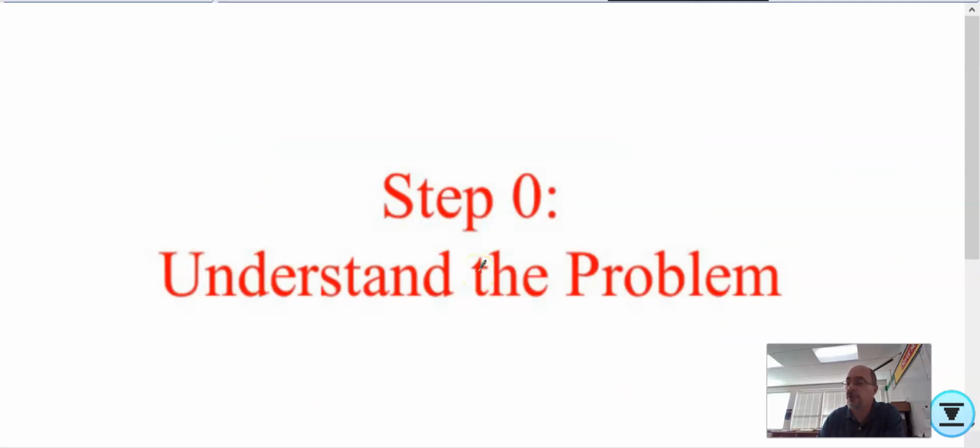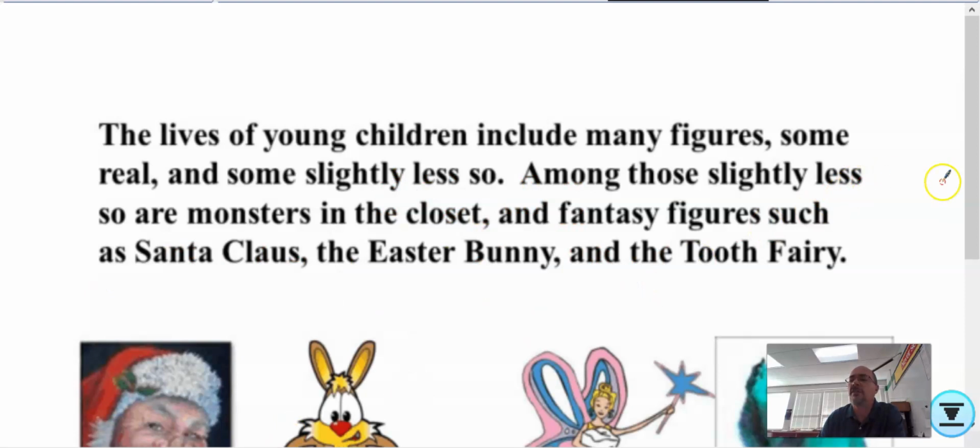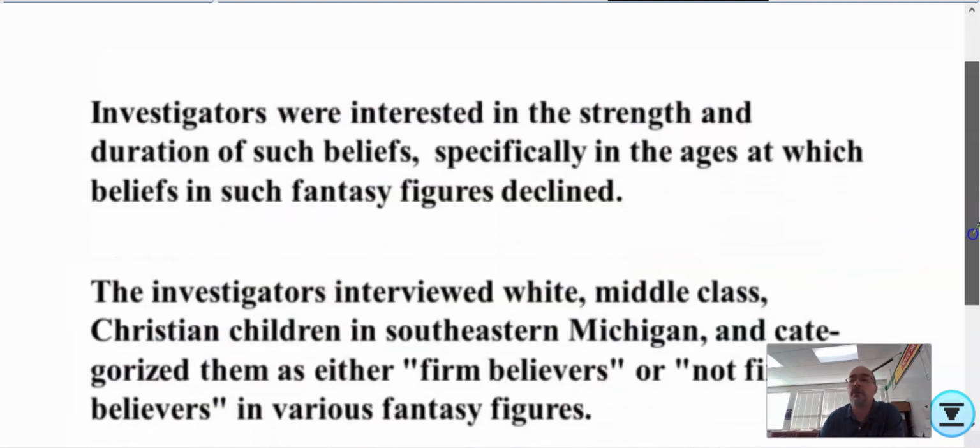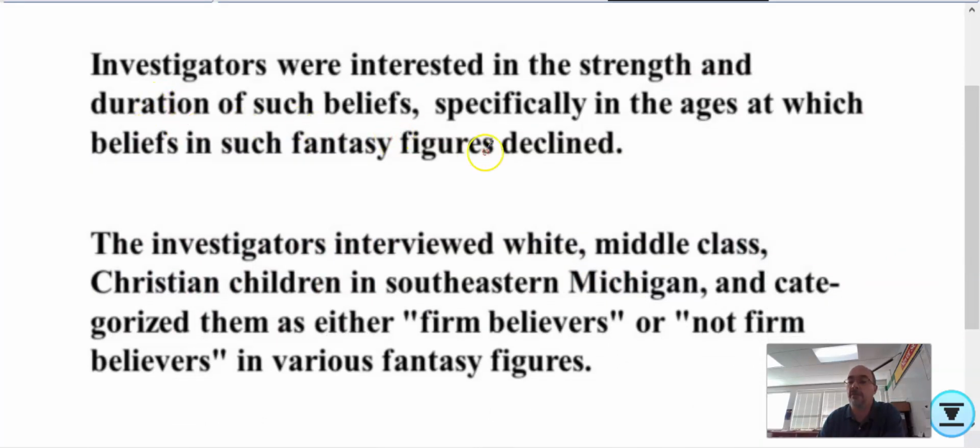So again, step 0, make sure you understand the problem. This is the problem: the lives of young children include many figures, some real and some slightly less so. Among those slightly less so are monsters in the closet and fantasy figures such as Santa Claus, the Easter Bunny, and the Tooth Fairy. Investigators were interested in the strength and duration of such beliefs, specifically the ages at which beliefs in such fantasy figures decline. Now, I realize this is different for each culture. They have different things going on, so bear with me here.